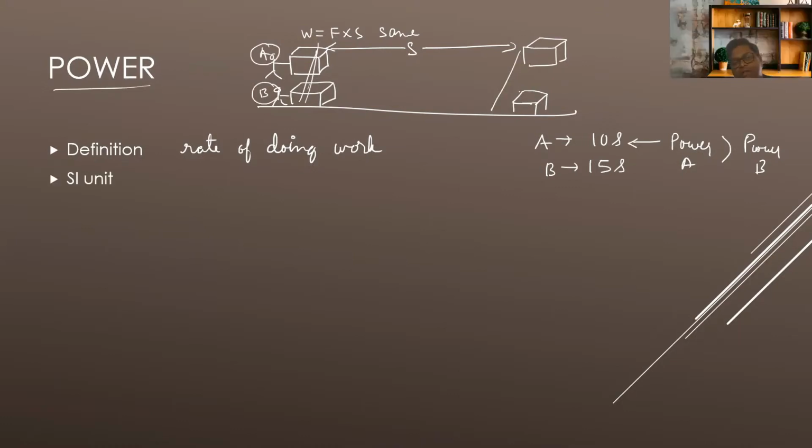If there are two cars, one is a high-end car, which we say develops more power. That means it can reach a particular place faster compared to the other car.